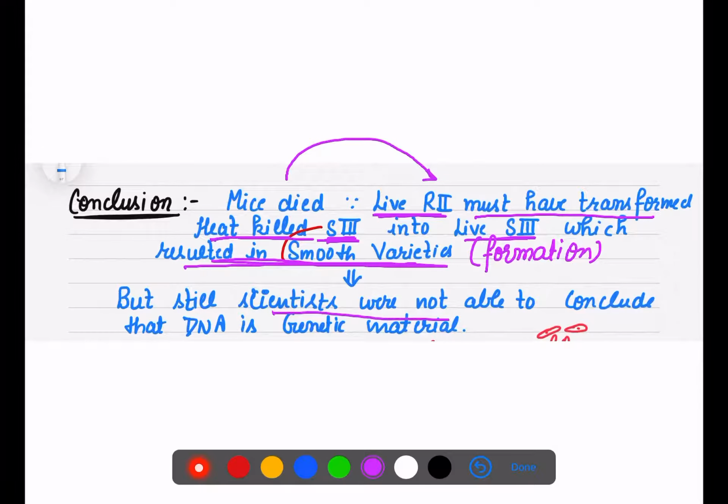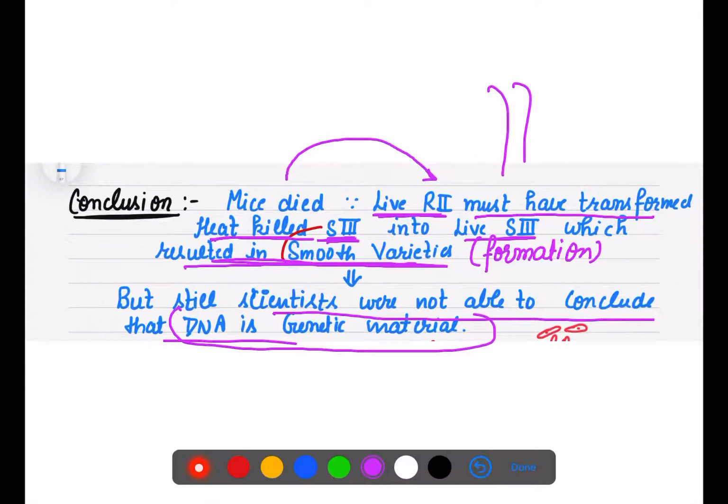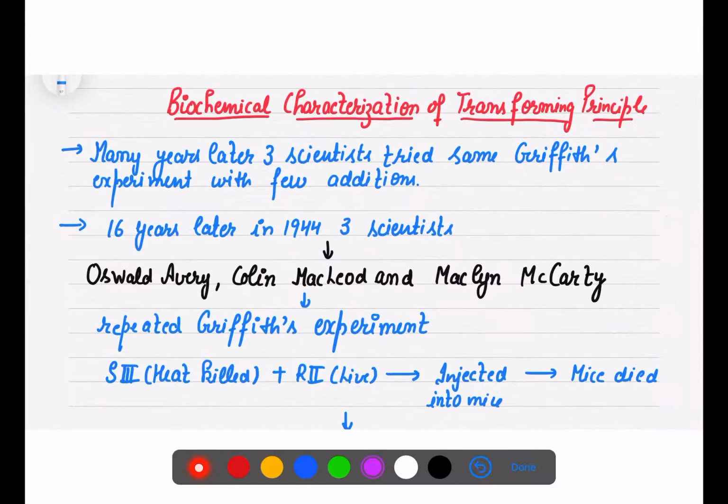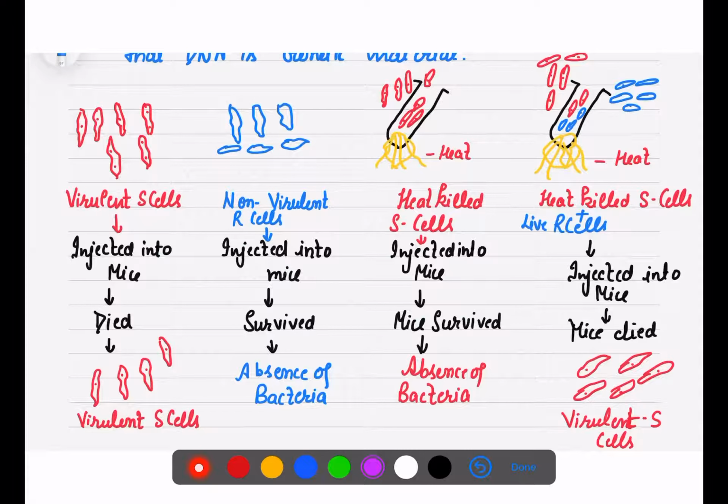But still scientists were not able to conclude what is getting transformed, and how DNA is the genetic material was not getting confirmed. So many years later, three scientists tried Griffith's experiment with a new addition. But yes, if this question comes in your exam for 5 marks, then you can draw these diagrams also.